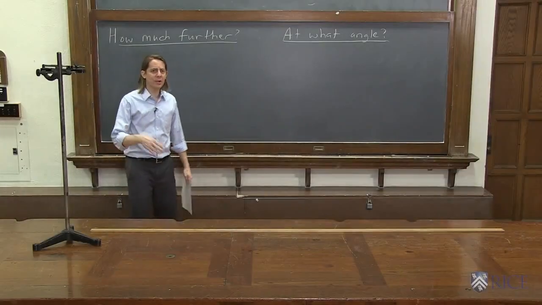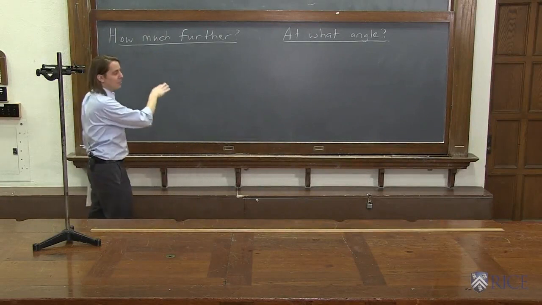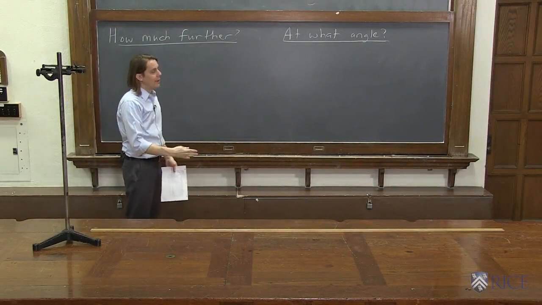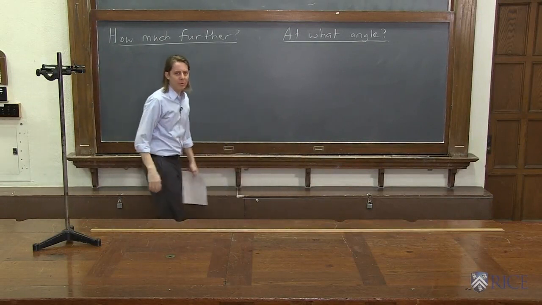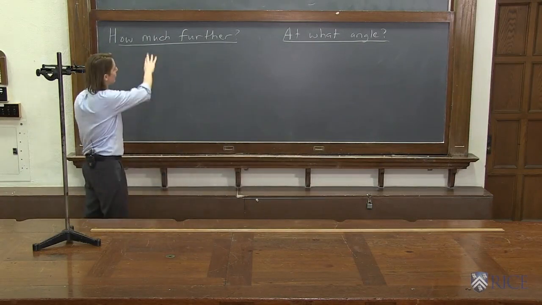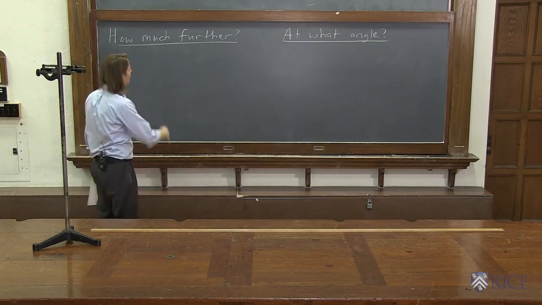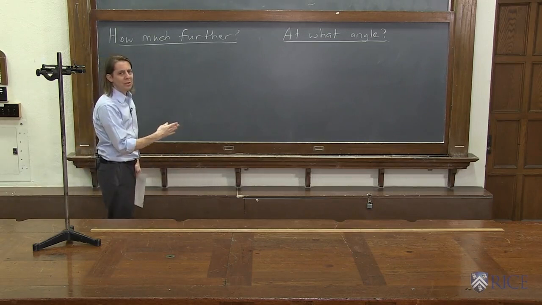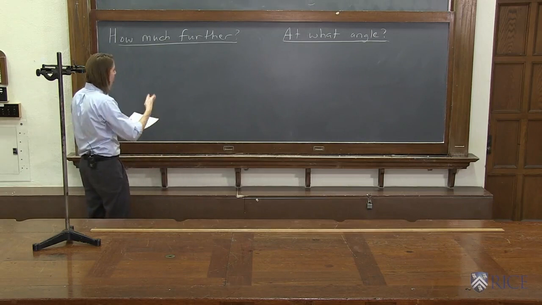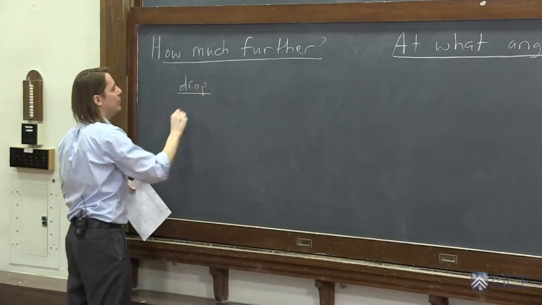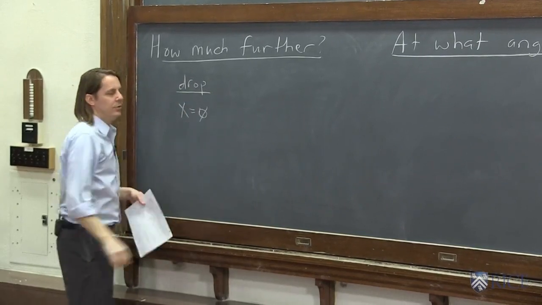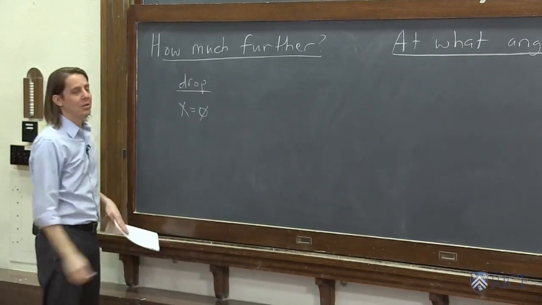A couple more questions we can answer about shoot and drop. How much further did the shoot go than the drop? And at what angle did shoot hit the table? So let's see, this is sort of one of those two-body problems, although this one's easier because one of them didn't move in x, right? So how much further along the x-axis, right? So the dropped mass is just 0, right? So the position vector is pretty simple for that one.